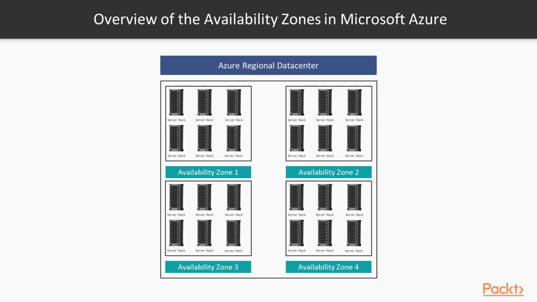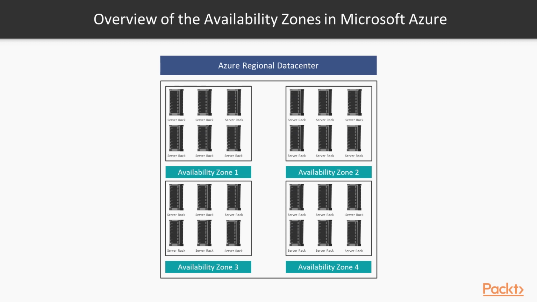Availability zones in Microsoft Azure are physical locations within each Azure regional data center that contain an independent server rack, power, cooling, and networking. Each data center contains a minimum of 3 availability zones. The purpose of the availability zone is to reduce the risk of a single point of failure and provide 99.99% VM uptime.